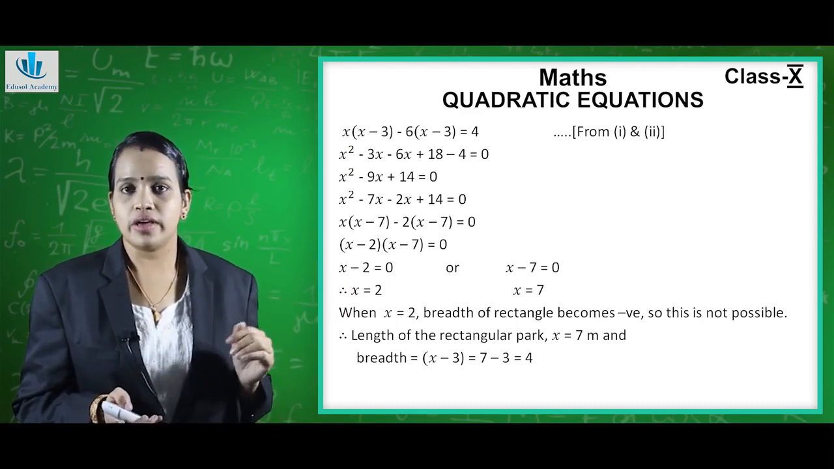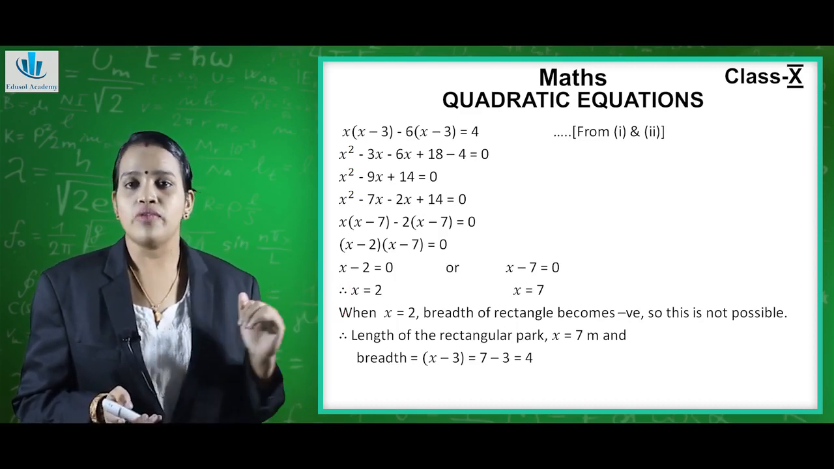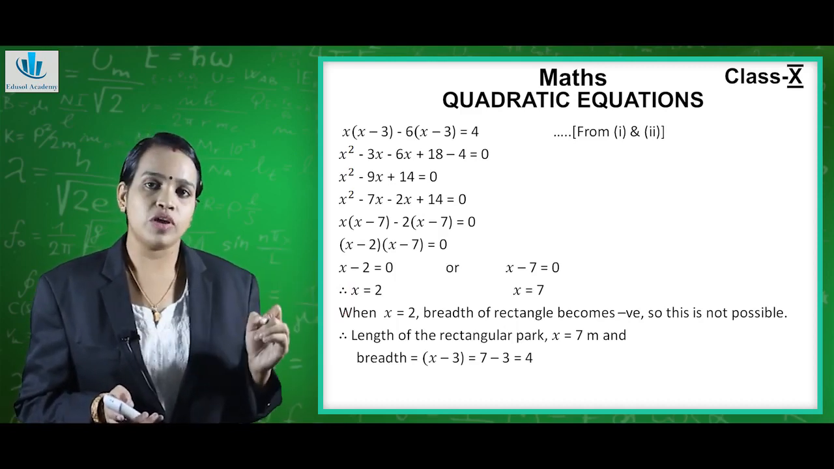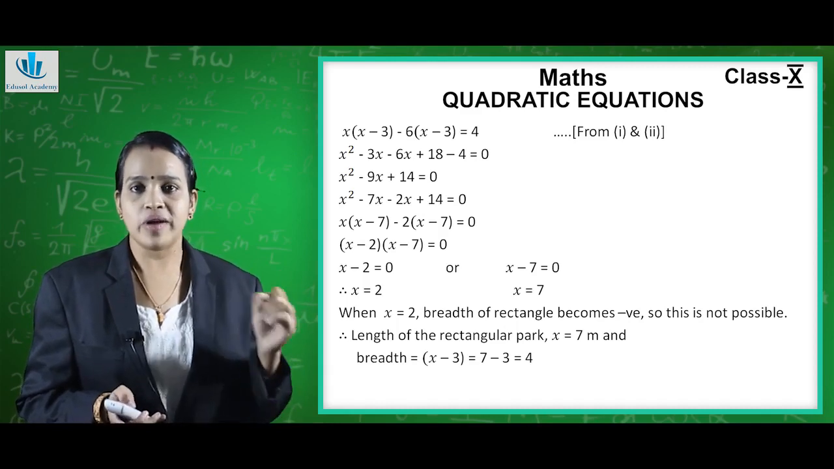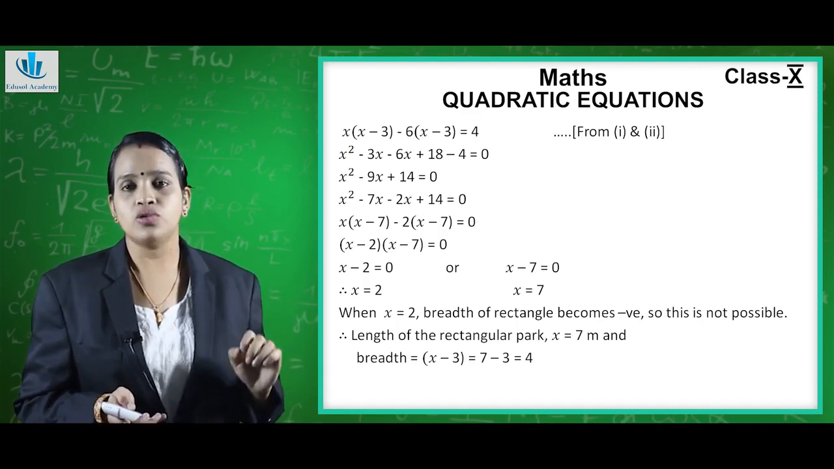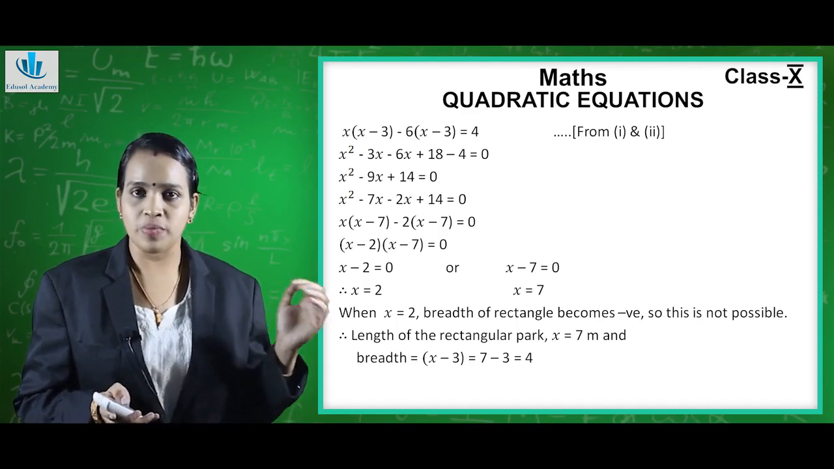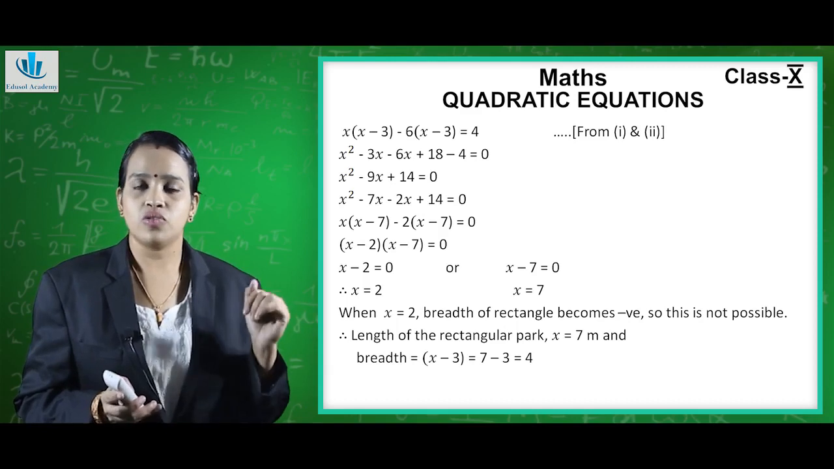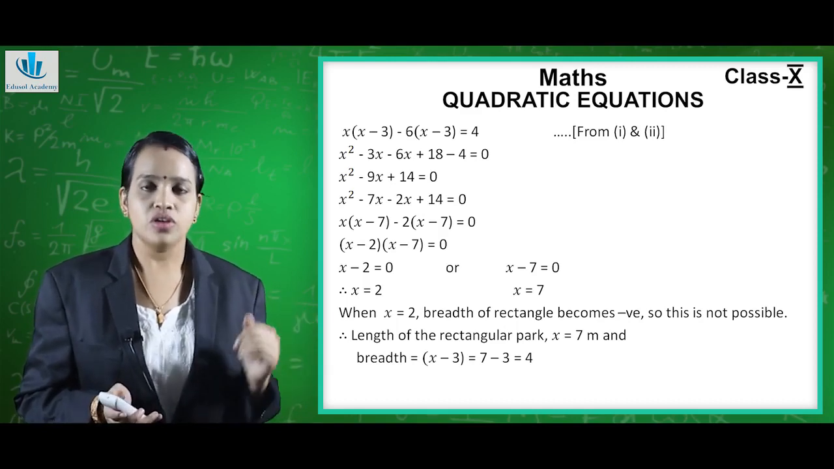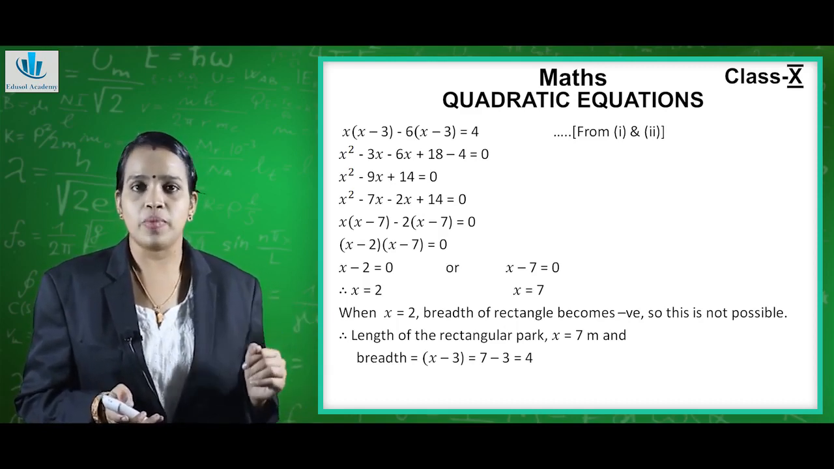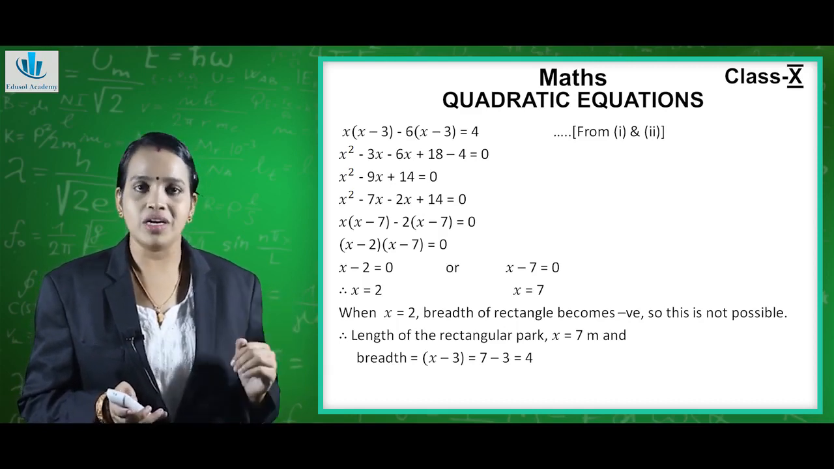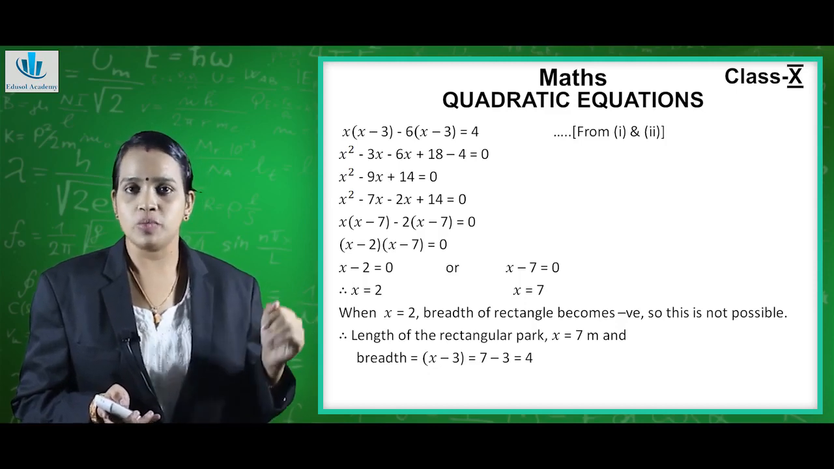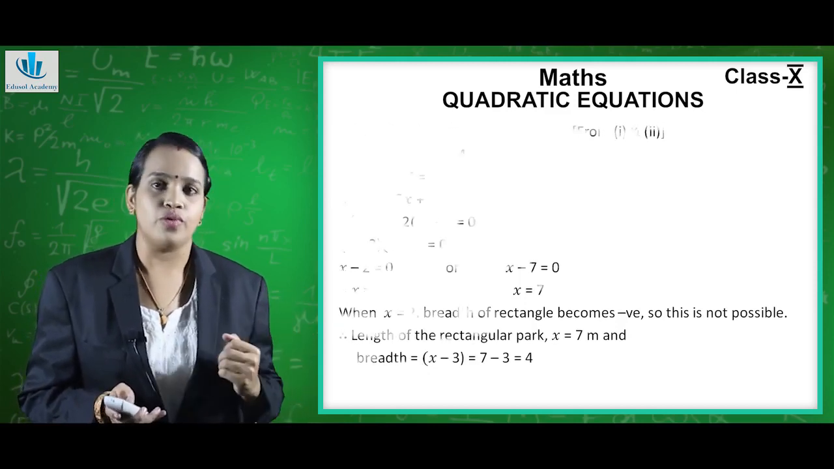Now when we take x as 2, our breadth becomes negative, that is, our breadth is x minus 3. Suppose we put the value of x as 2, so 2 minus 3 gives minus 1, and you know the measurement of a rectangle cannot be negative, so we cannot take x as 2. So we will take the next x value as 7. So the length of the rectangular park, that is x, is equal to 7 meter, and the breadth, that is x minus 3, we put the value, so it becomes 7 minus 3 equal to 4.